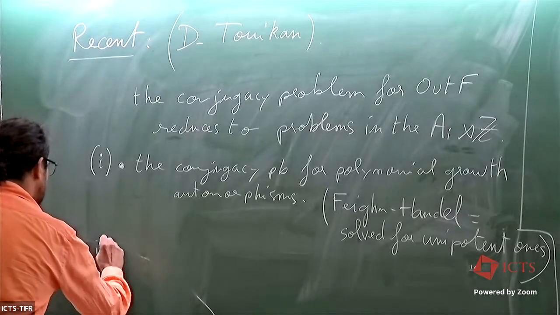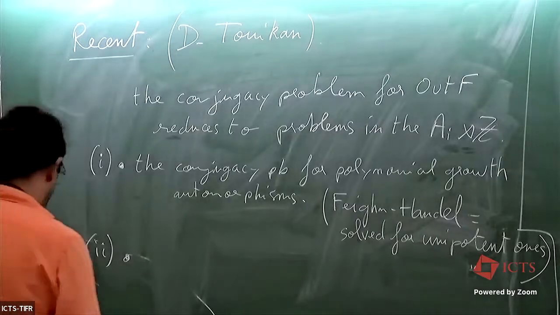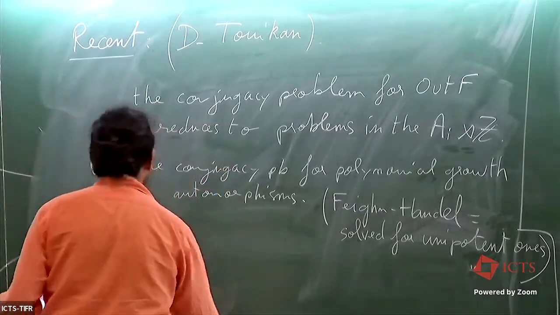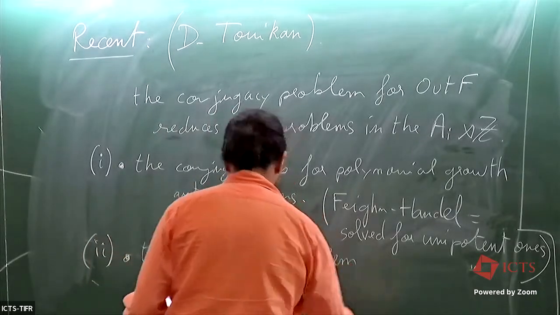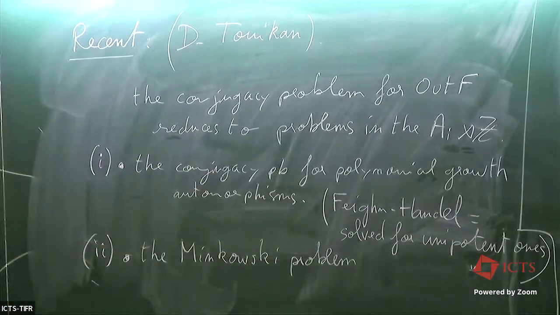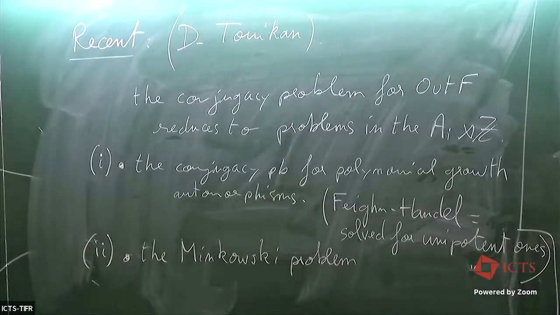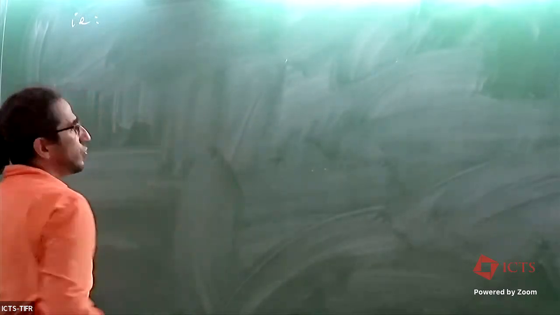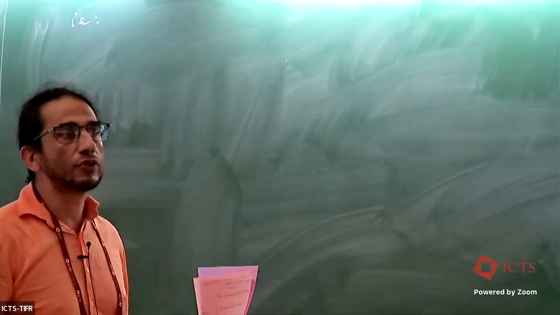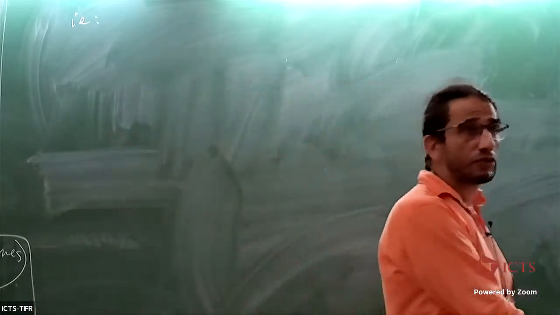So second, what I call the Minkowski problem. What is the Minkowski problem? It's a funny property, Minkowski property, perhaps I should say. So if you have a group G, you look at its automorphisms, and perhaps you have outer automorphisms of G that are of finite order. Those ones, you would like to see them on a finite quotient of G.